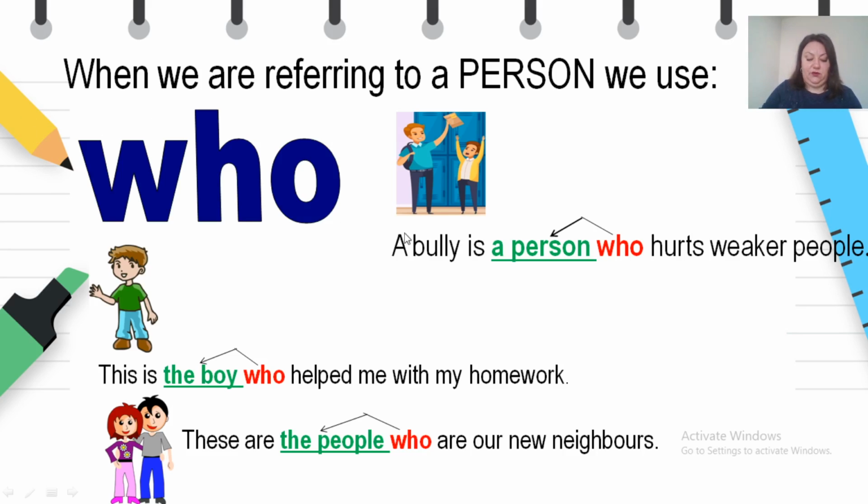The relative pronoun who refers to person or people. Let's see the examples. A bully is a person who hurts weaker people. The relative pronoun who refers back to the noun a person. This is the boy who helped me with my homework. The relative pronoun who refers back to the noun boy. And finally, these are the people who are our new neighbors, who refers to the noun the people.